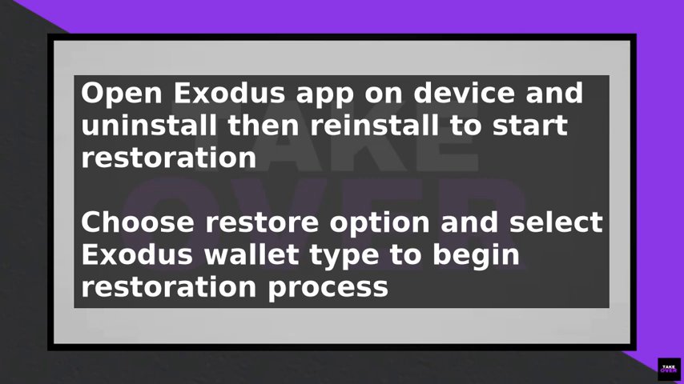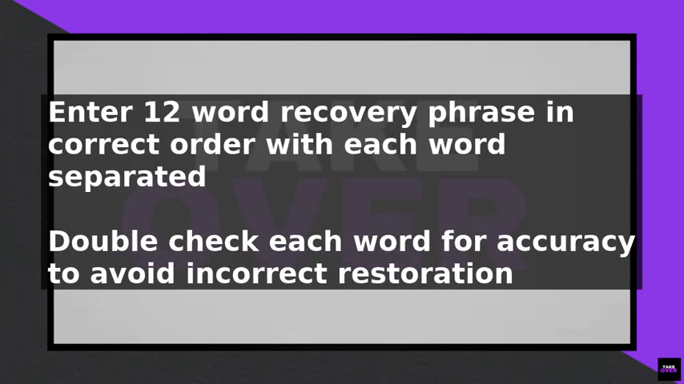In this case, Exodus. You will then be asked to enter your 12-word recovery phrase in the correct order, with each word separated by a space. This phrase is typically written down and stored in a secure location when you first create your Exodus wallet. Enter your recovery phrase carefully, making sure to double-check each word for accuracy. If you enter the phrase incorrectly, you will not be able to restore your wallet.